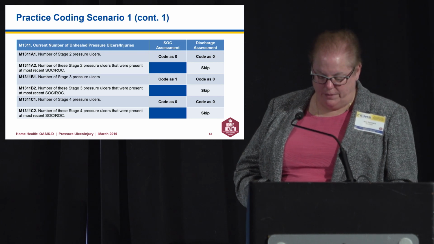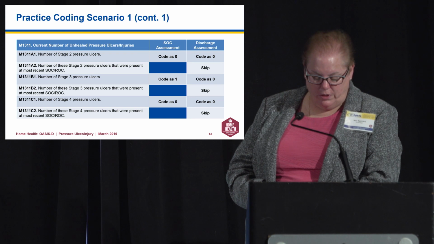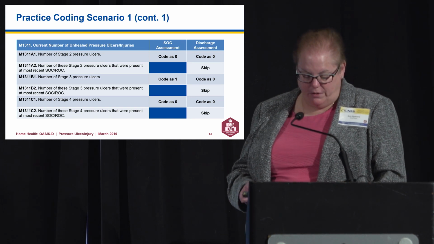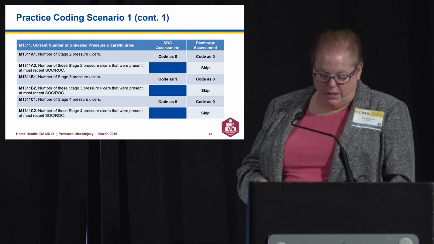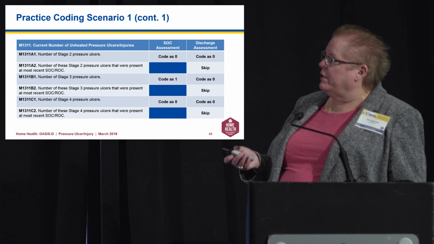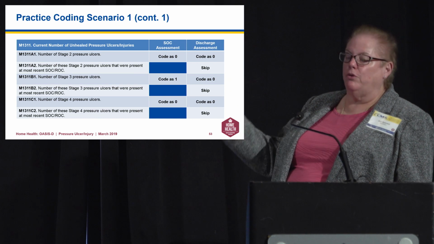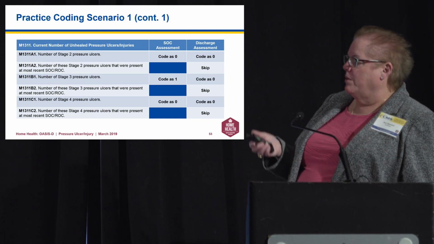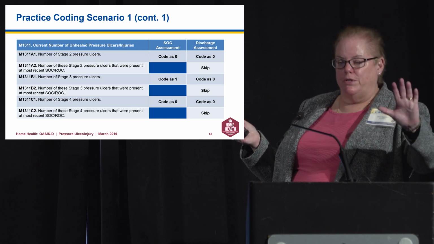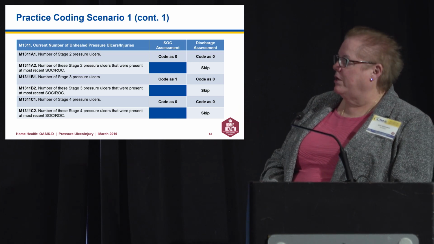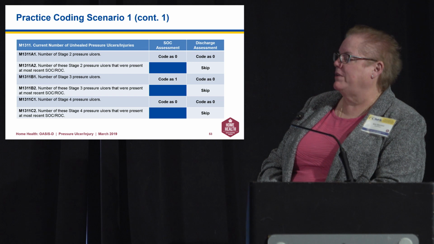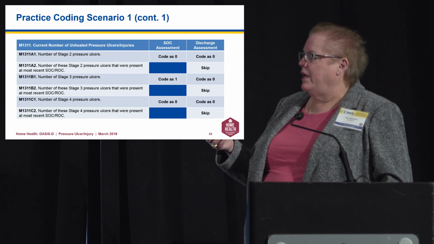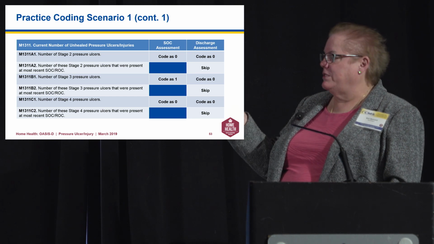Okay, so if we look at this scenario here, this is the practice scenario. If we were going to look at this on our assessment, number of stage 2 pressure ulcers, this is going off the previous assessment that we just did. We would code 0, 0, so we didn't have any stage 2s on discharge or on start of care. And then, of course, it's a skip pattern because we had 0 at discharge.